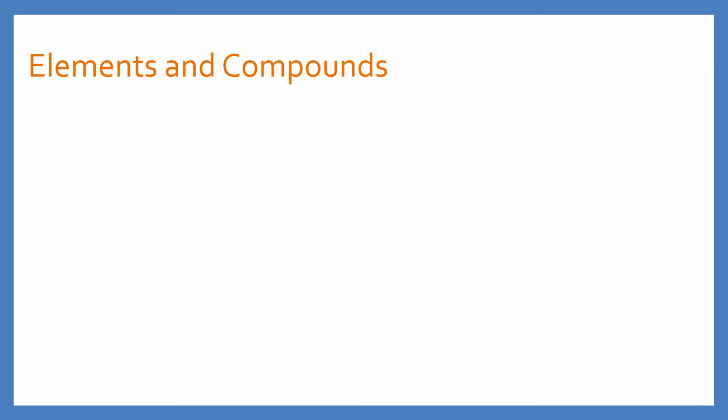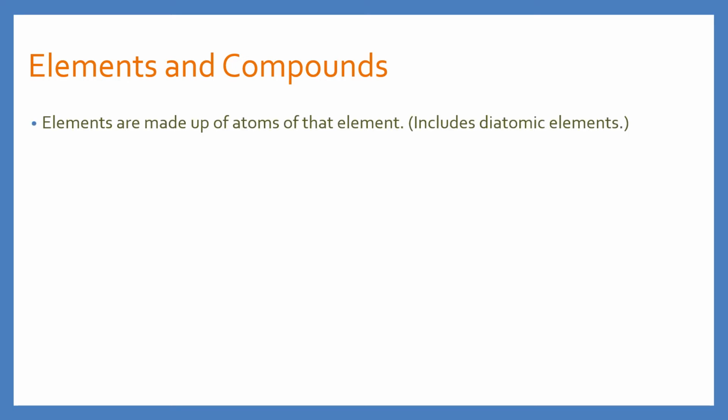So let's talk about some definitions that we need to keep straight before we really move on to molecular structures and bonding. So first of all, when we say element, elements are made up of atoms of that element. So if you talk about carbon, you're talking about a carbon atom. This also includes diatomic elements. So diatomic elements are the elements that are found in nature as molecules of 2 atoms of that element.